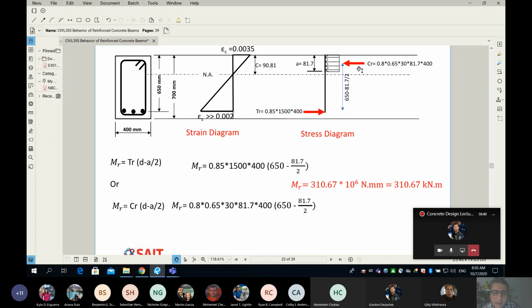And you see the beauty of turning our parabola into an equivalent rectangular block. It means my force is in the middle. Just like you remember in first class or second class when I talked about statics, we replaced the entire uniform load by a point load in the middle. Same thing here. So we can replace this block by a point load in the middle. So you can see the location of this red arrow is in the middle of A, which means the lever arm is very simple, equal to D minus A over 2, D minus A over 2, okay?